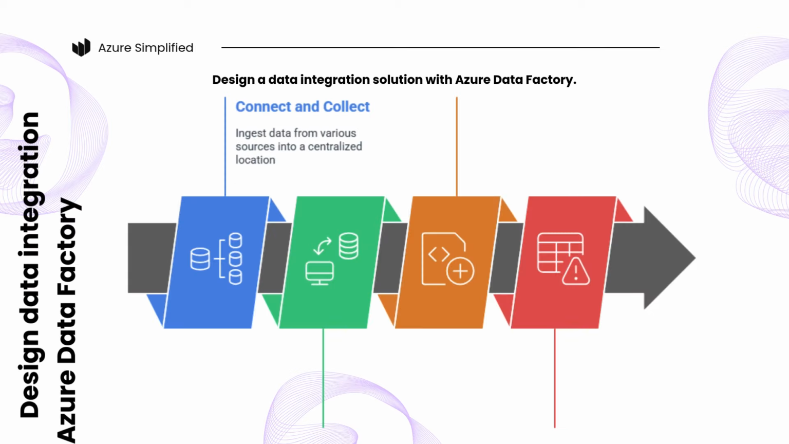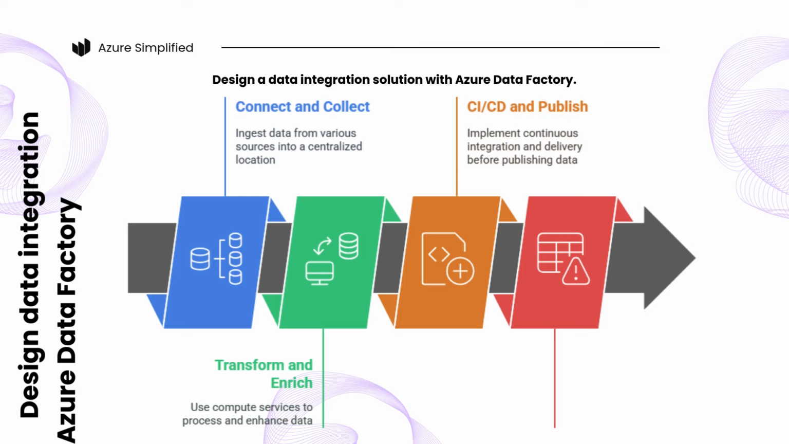Connect and collect: ingest data from various sources into a centralized location. Transform and enrich: use compute services like Azure Databricks and HDInsight Hadoop to process and enhance data. CI/CD and publish: implement continuous integration and delivery with GitHub and Azure Pipelines before publishing data. Monitor: track scheduled activities and detect failures using the Azure portal.